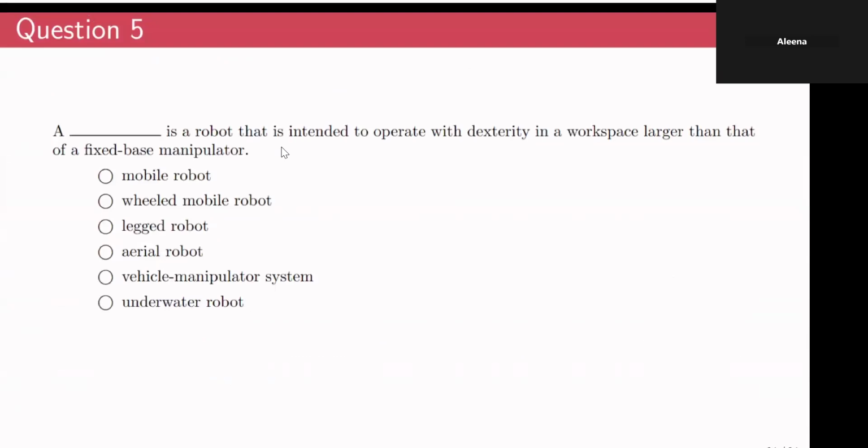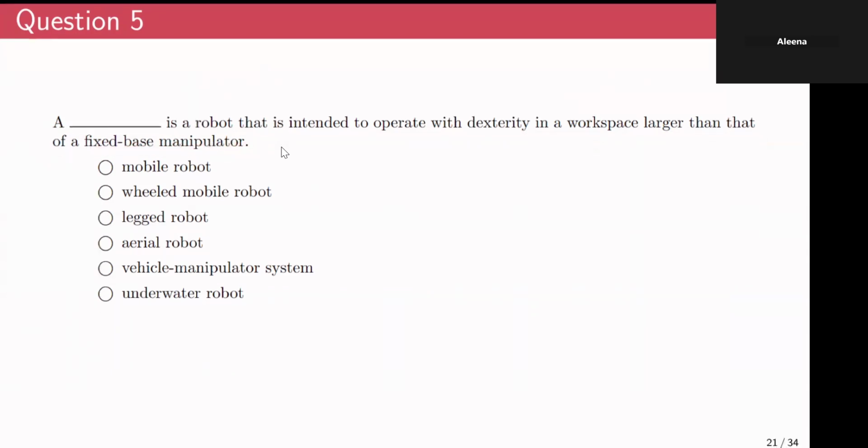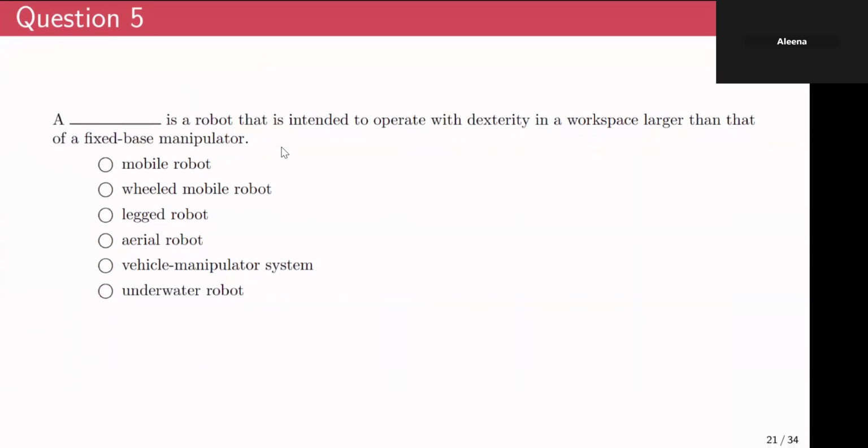And moving on to question 5, Dash is a robot that is intended to operate with dexterity in a workspace larger than that of a fixed base manipulator. So a fixed base manipulator will have a limited workspace, but something out of the following options will have a larger workspace than a fixed base manipulator. So take an automated guided vehicle. In case of an automated guided vehicle, it's just a vehicle. It cannot perform any task, right? A fixed base manipulator can perform some task.